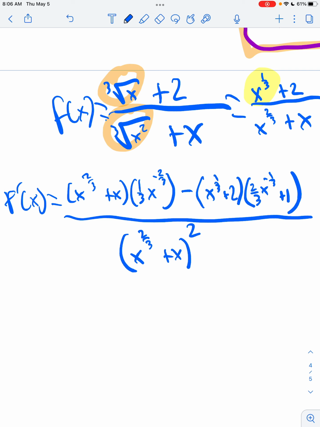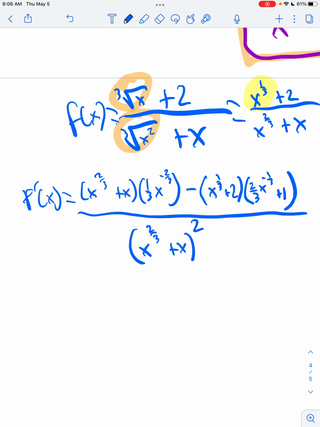Now, I don't really think much else is going to be needed, though you could simplify this. Sometimes if the directions say do not simplify or just keep your answer, this could be one possible way. So if it just said find the derivative, do not simplify, you could stop right here. All right, that's the basics of the quotient rule.